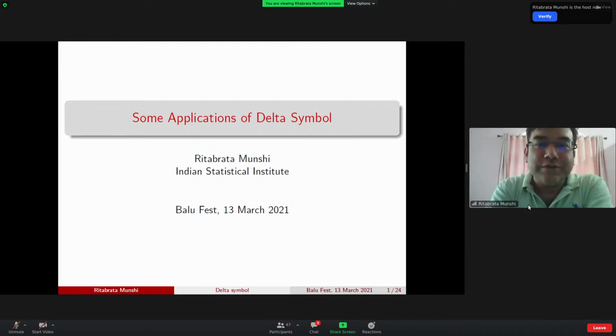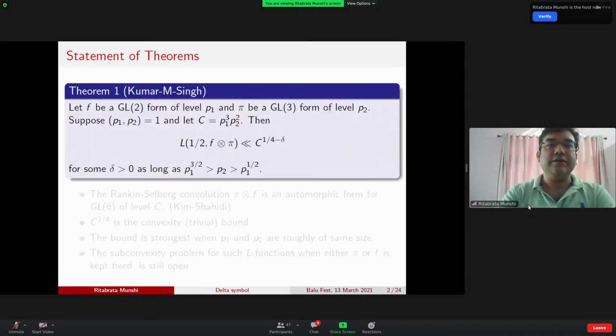today's talk. The topic is some applications of the delta symbol. These are going to be some recent applications, something that I worked out in the last 3-4 months, probably. Okay, so let's go straight to the statement of the theorems.